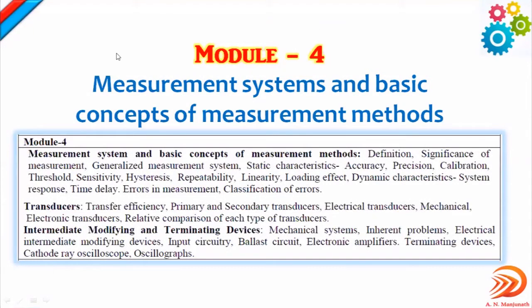In this class, we will start with the new module 4. This will be the syllabus for the module 4. Module 4 is about measurement system and basic concepts of measurement methods. The other part is transducers, then intermediate modifying and terminating devices. So first we'll go into this measurement system and basic concept of measurement methods.